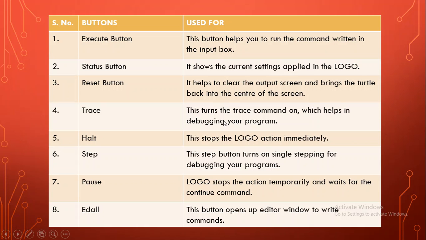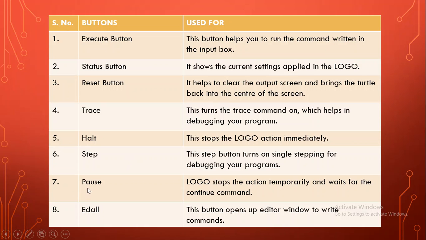Debugging is a function which is simply performed by the user in the computer. Okay, for checking the correct working of the program. So that function can be performed by the trace button. Now halt. This stops the logo action immediately. This button is used for stopping the logo action immediately. Then step. This step button turns on single stepping for debugging your program. With the help of this button, you can simply perform the debugging function step by step.